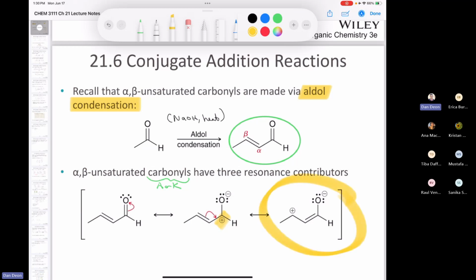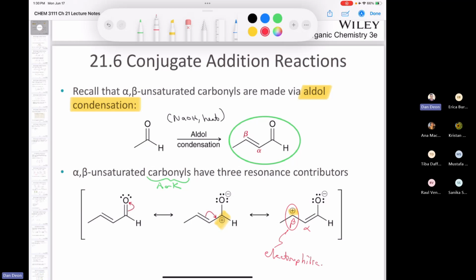But if you look at this resonance structure here, what do you see? You see a positive charge on the beta carbon. So look very carefully. This is alpha, this is beta carbon. So not only is the carbonyl carbon electrophilic, but you guys know that. We've looked at so many Grignard reactions. But now the beta carbon is also electrophilic. So let's write in here, electrophilic.